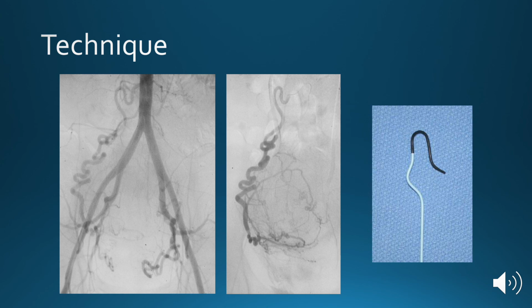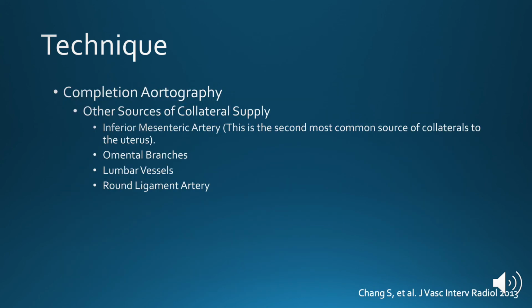There are other potential sources of collateral supply beyond the ovarian arteries. These include the inferior mesenteric artery, omental branches, lumbar vessels, and the round ligament artery.